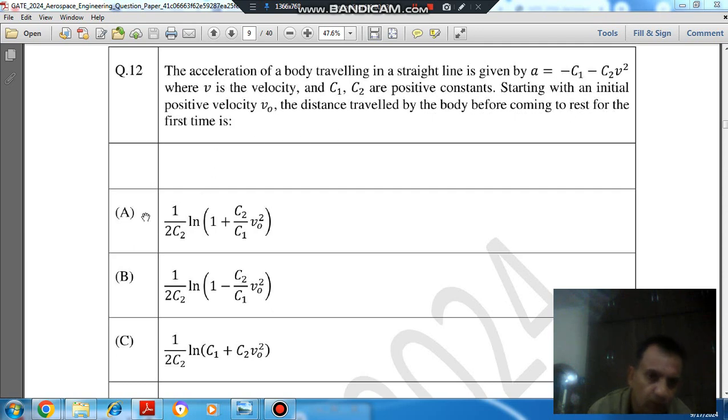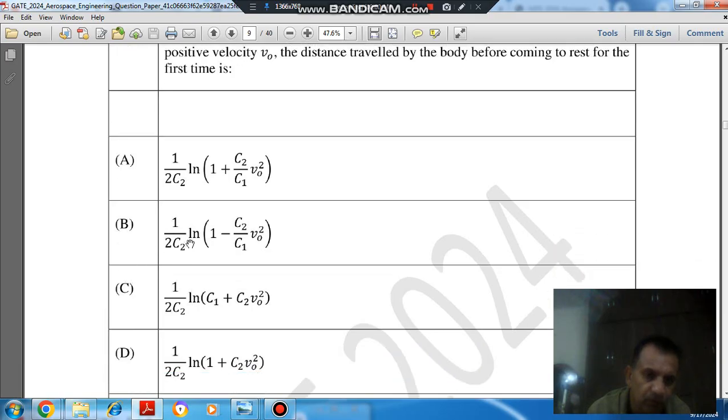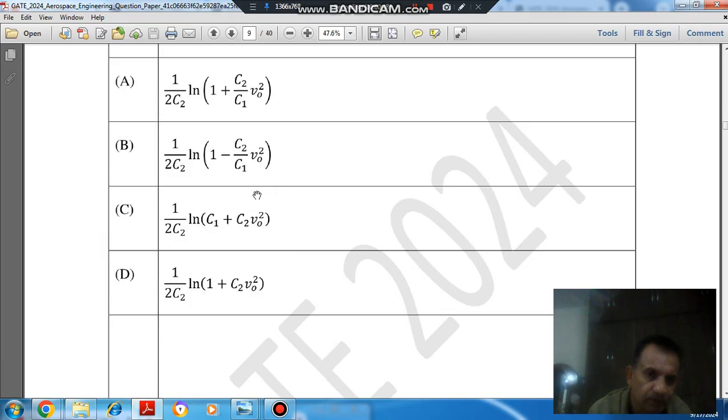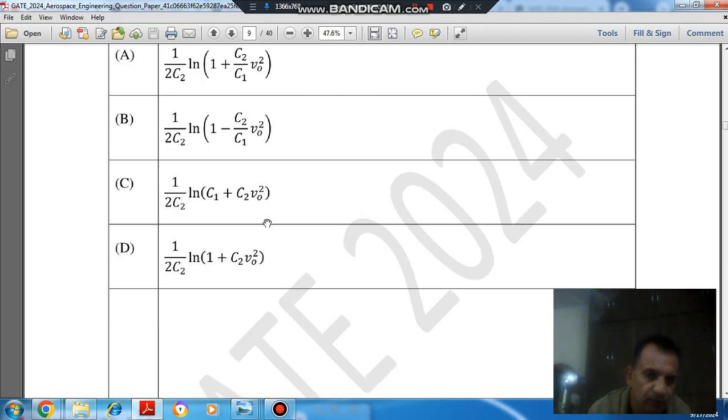first time is: Option A, 1 by 2 C2 ln[1 plus C2 by C1 V naught square]. Option B, 1 by 2 C2 ln[1 minus C2 by C1 V naught square]. Option C, 1 by 2 C2 ln[C1 plus C2 V naught square]. Option D, 1 by 2 C2 ln[1 plus C2 V naught square].